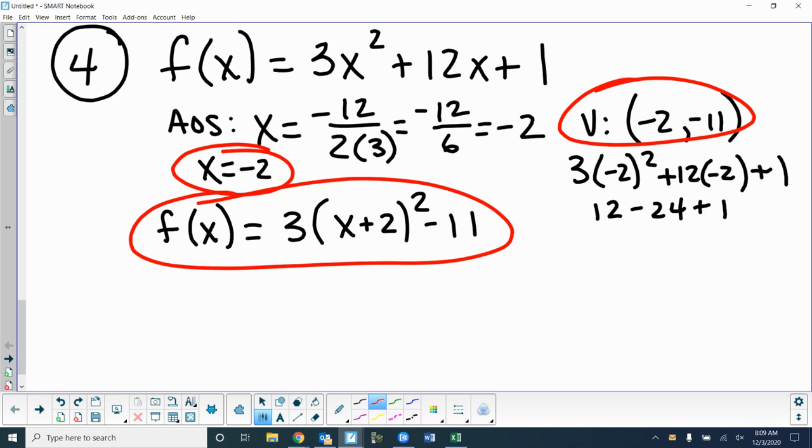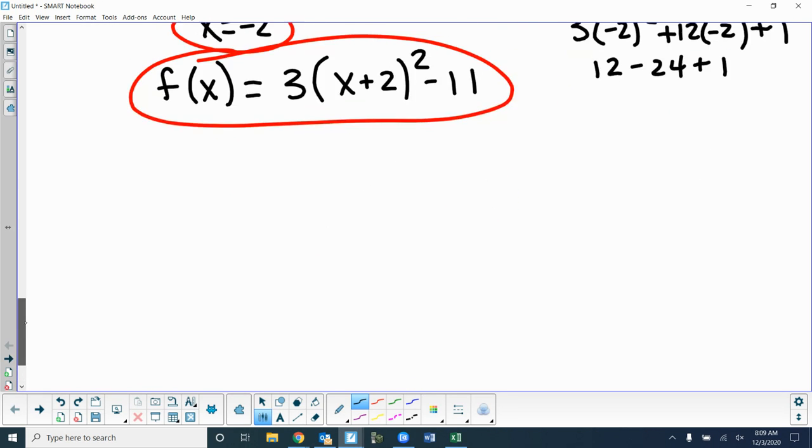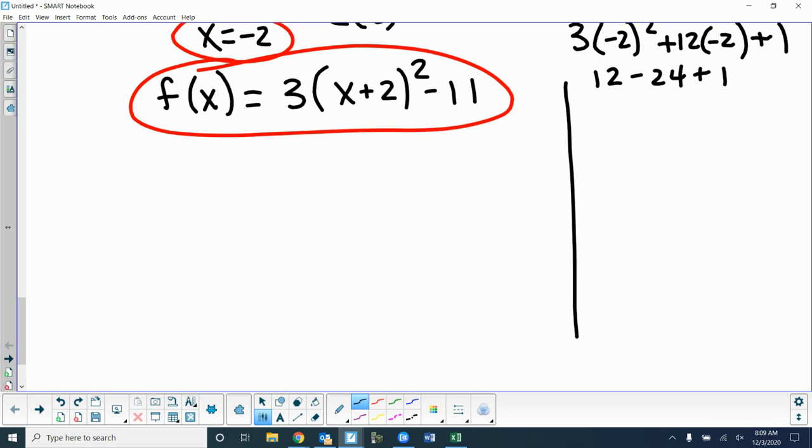So what do we got? Negative 2, negative 11. We're in the 4th quadrant. Just go up or down. Is this parabola up or down? Up. This 3 is positive, so that means it's up. Okay, so when I make my graph, I'm going to have to give myself some more room. Again, we're at negative 11, so that's why I'm just going to make that. And it was negative 2, negative 11.